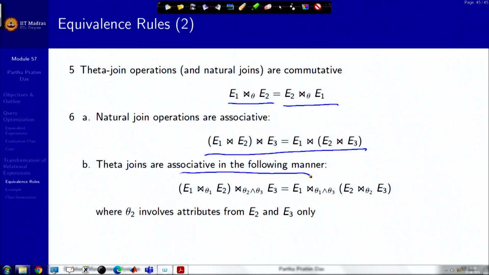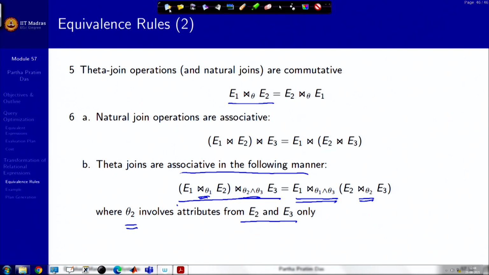Theta join has some nuances in the associativity. For example, if you do a theta join here and another theta join here with these conditions, then you can have that theta 1 and theta 3 ANDed, and you do a theta 2 join with this. Think over it, but you will see that this is possible where theta 2 involves attributes of E2 and E3 only. If it does not, then you cannot do this kind of an equivalence.